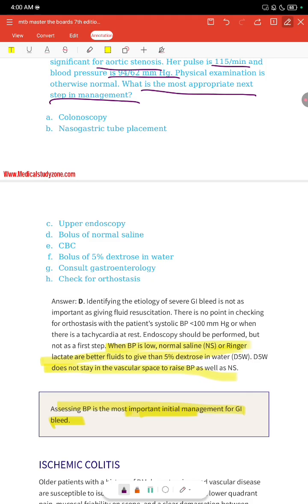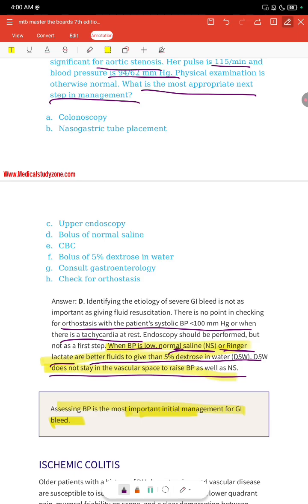There is no point in checking for orthostasis with the patient's systolic BP less than 100 mmHg or when there is tachycardia at rest. Endoscopy should be performed but not as a first step. When BP is low, normal saline or Ringer lactate are better fluids to give than 5% dextrose in water. D5W does not stay in the vascular space to raise BP as well as NS. This is very important.